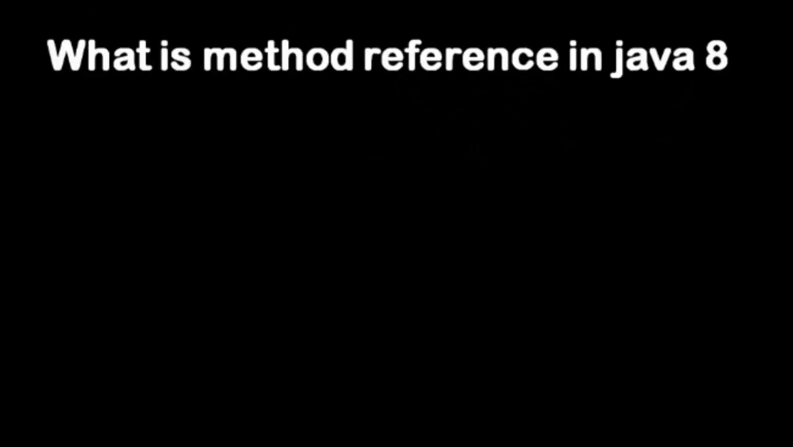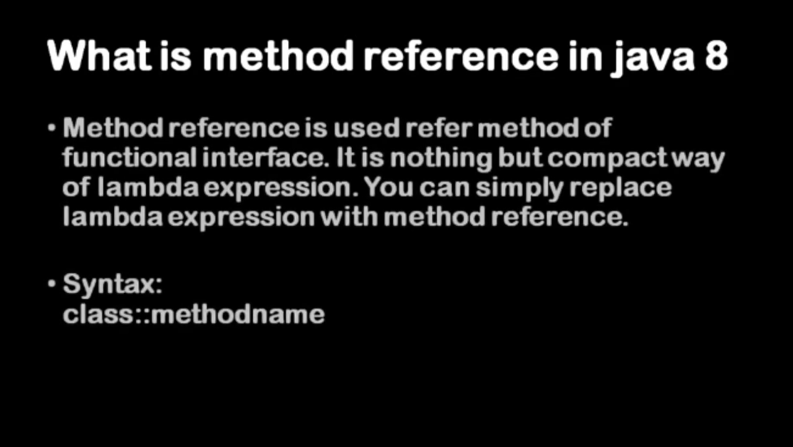What is method reference in Java 8? Method reference is a compact way of writing a lambda expression. You can see the syntax, where the class name and method name can be given, so we can directly call that method without the parentheses.